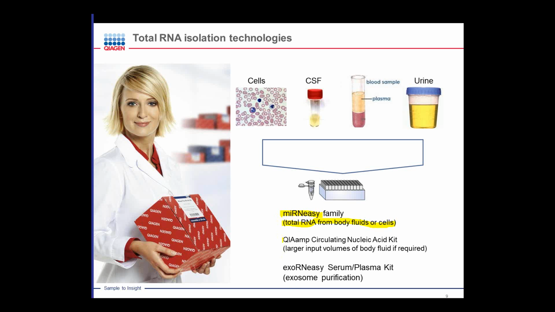I won't be speaking specifically about it, but I want to mention the QIAamp circulating nucleic acid kit. This is designed specifically for isolating nucleic acids from circulation, both DNA and RNA. And the difference between it and microRNA-seq is that it can tolerate much larger sample input volumes. So if you're looking for a very rare transcript and you need to sample a much larger amount of serum or plasma or urine, QIAamp would be the way to do it. And I want to briefly touch on exoRNA-seq, which is a modification of the microRNA-seq family designed for exosome purification and for isolating the RNA content of these purified exosomes.